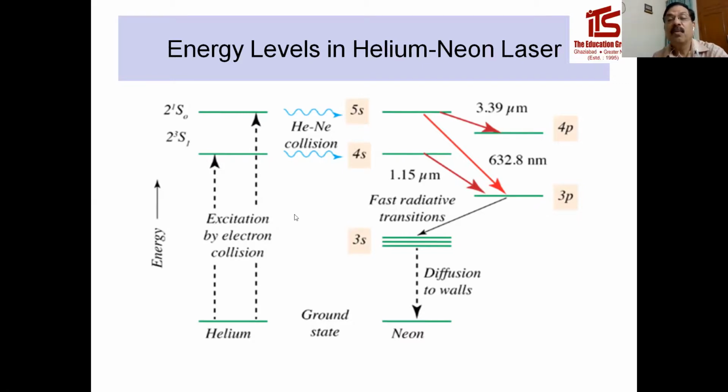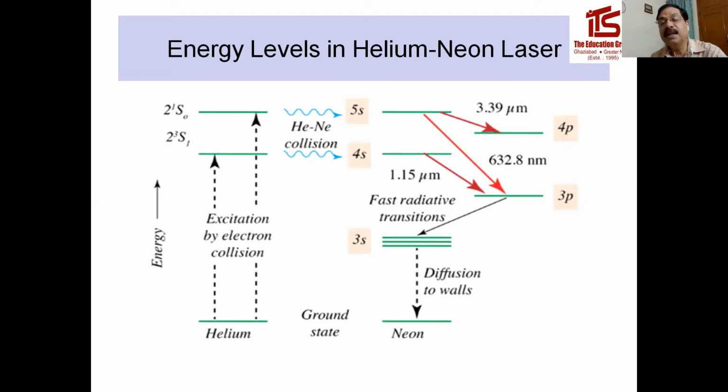Along with this, 1.152 micrometer and 3.391 micrometer infrared wavelengths can be produced if desired. The majority of helium neon lasers generate less than 10 milliwatt of power, but some can be obtained commercially with up to 50 milliwatt of power.